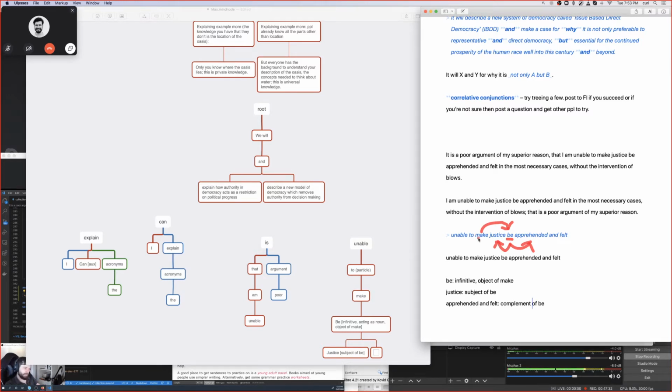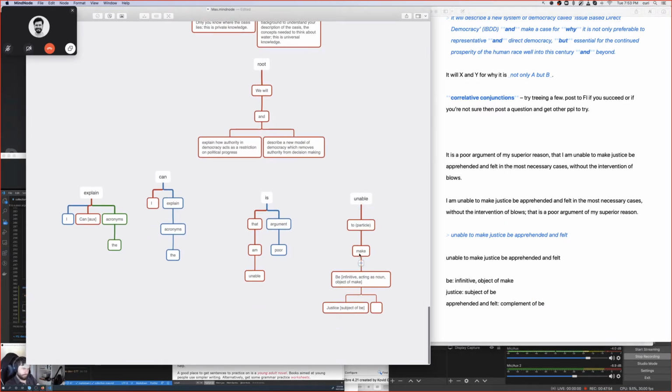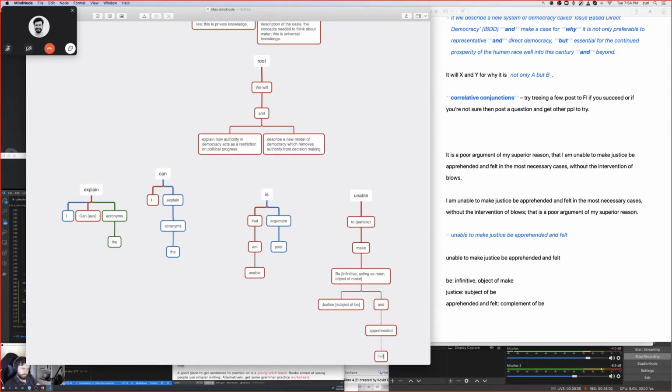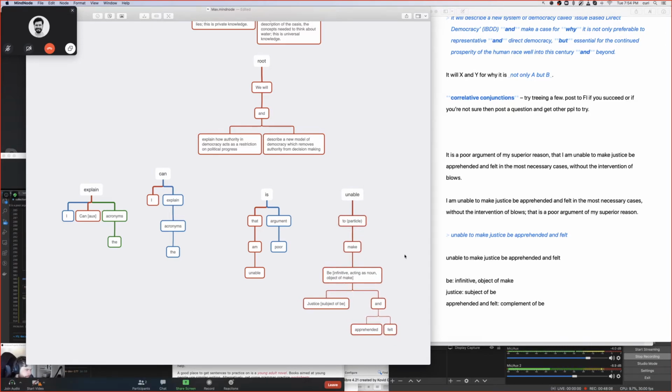So justice be apprehended and felt is the unit, sort of, and to make has the entire thing as its object. So I think the whole thing is the object of make, and it's a tree led by this word be here, which is the non-finite verb, but still, it's leading the group. So here we have make, and then we have be, and then apprehended and felt. This is a hard one, but does this make any sense?